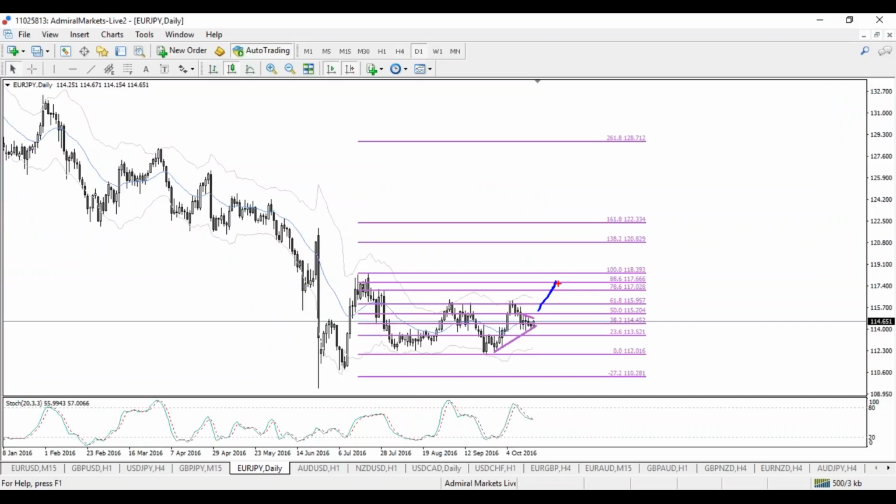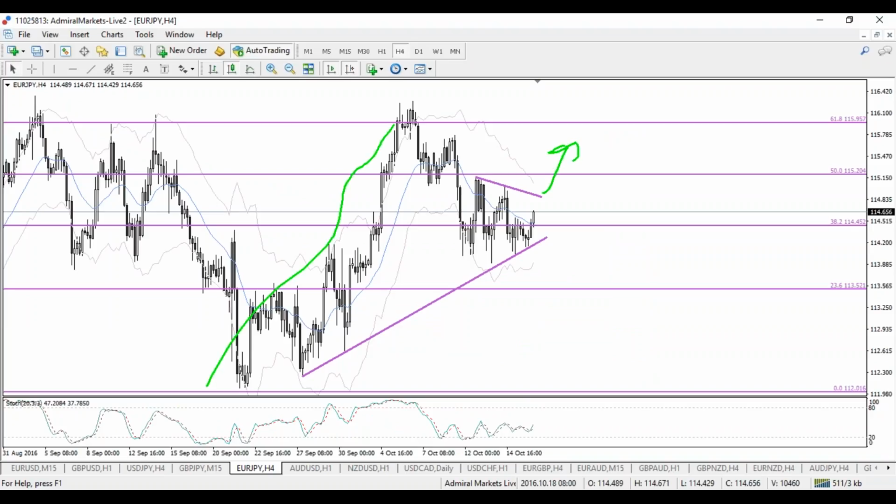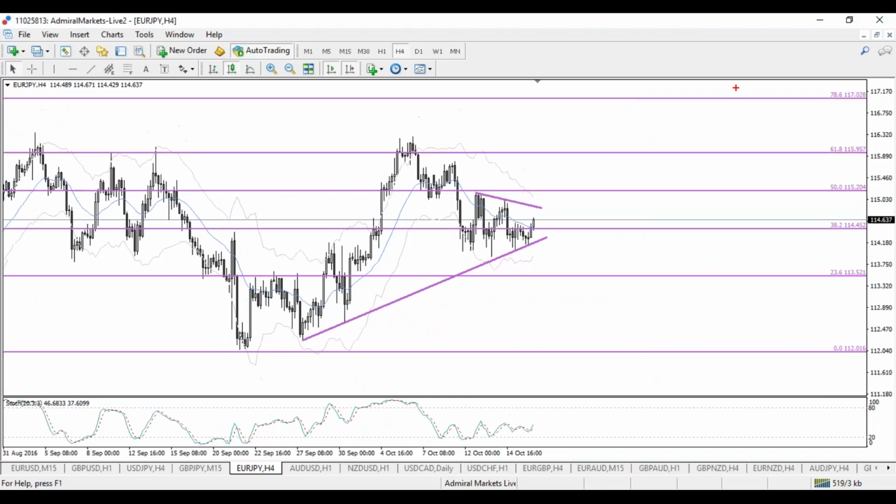Let me show the daily. Basically here, the upside to the 78.6 fib or the downside to retest this bottom. I think probably an upside seems more likely. Momentum, correction, and a break to the upside for a move up to this 117 at the 78.6 fib.